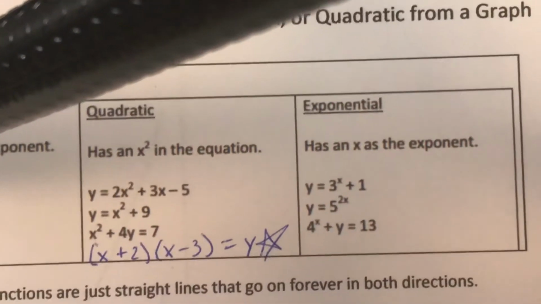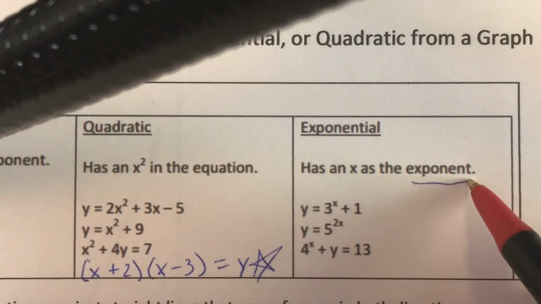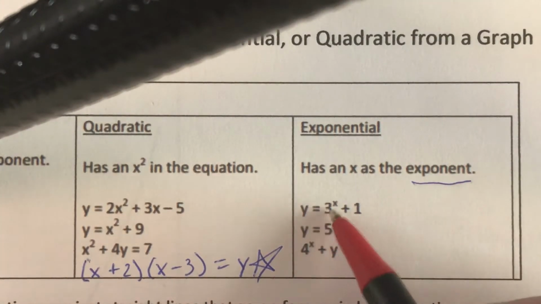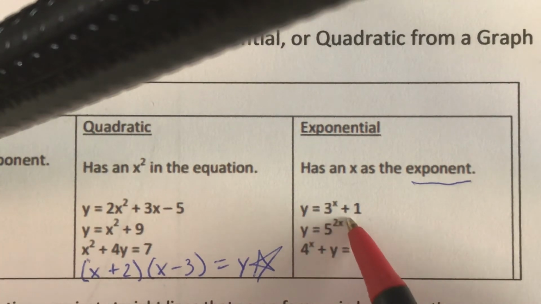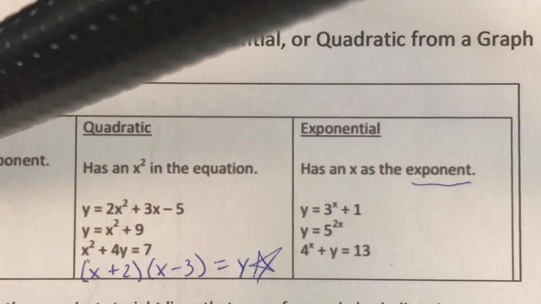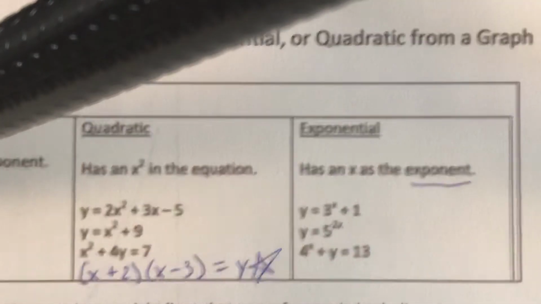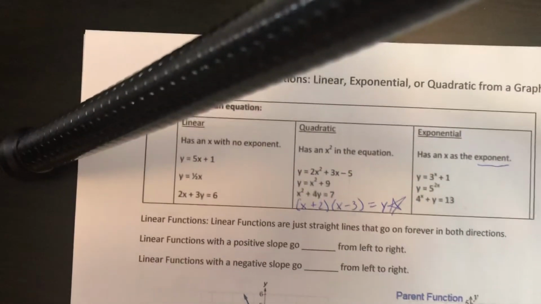Then the last one we're going to talk about is exponential. Exponential has an x as the exponent. So we have 3 to the x power plus 1. Another example would be y equals 5 to the 2x. Notice my x is still in my power's place, or the exponent's place. We have 4 to the x plus y is equal to 13. So all these are examples of exponential functions.